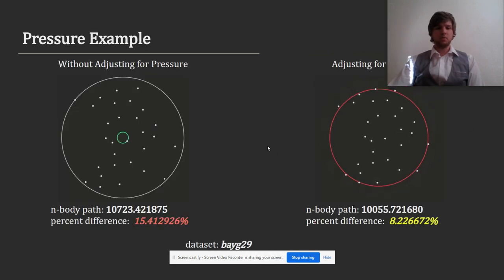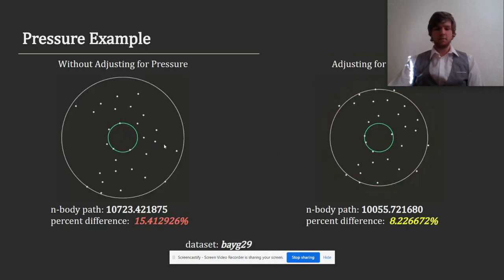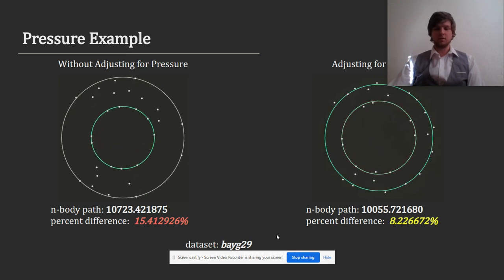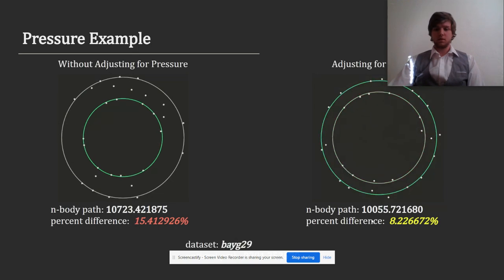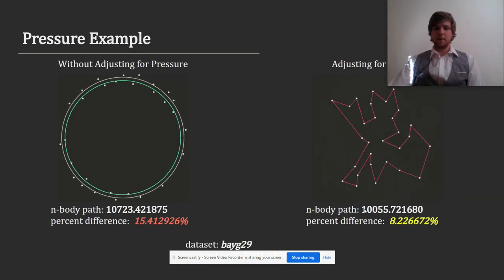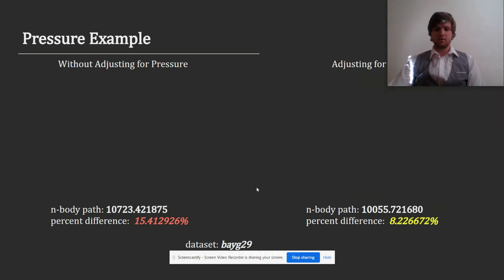Here's an example with pressure and without pressure. As you can see, the without pressure has a much higher percent difference than the one that's adjusting for pressure. Our percent difference is the difference between our path and the known solved path for this problem.